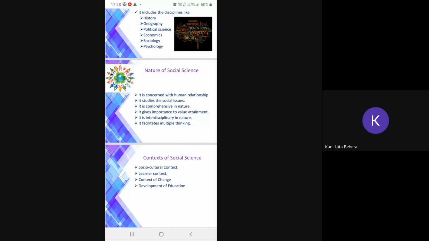And another is the development of education. That is the main objective: how we should take into consideration the development of education at the time of teaching social science. So these are the four important contexts that must be focused on by the social studies teacher at the time of teaching social science.